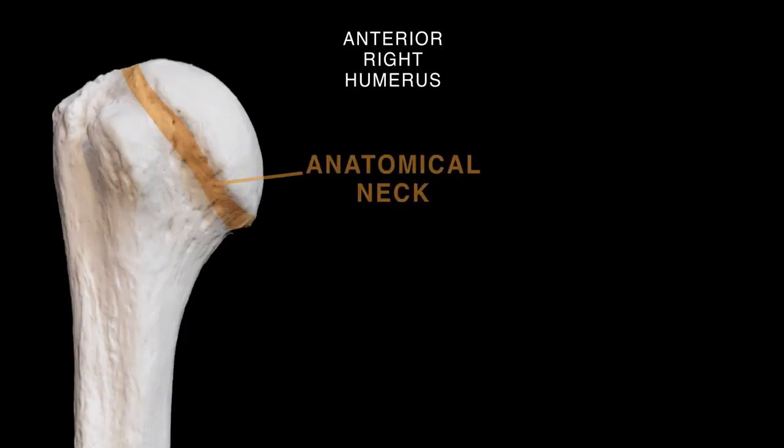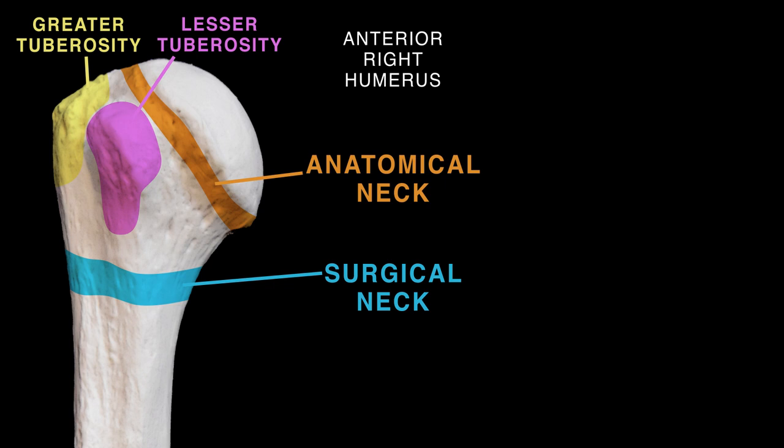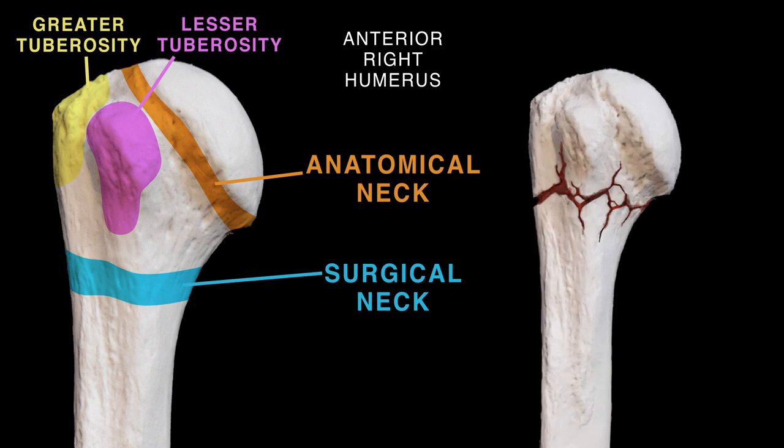Note that in addition to its true anatomical neck, there is the surgical neck. The surgical neck is the constriction below the greater and lesser tubercles of the humerus, which is the connection between the head and the shaft of the humerus. The surgical neck is so called because it tends to be the location of fractures.